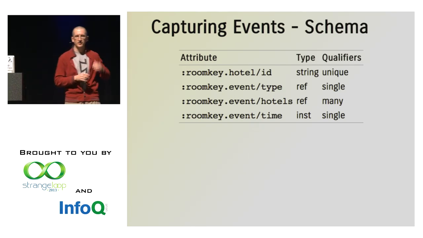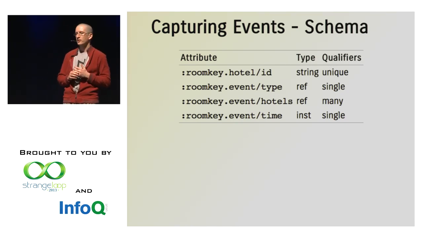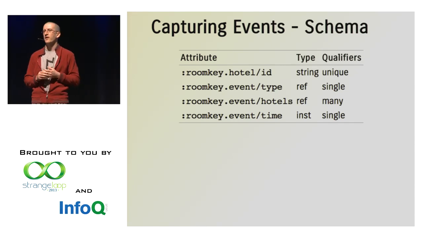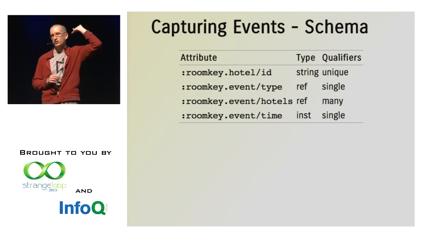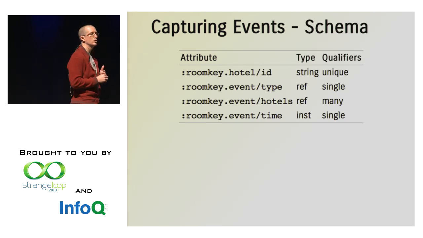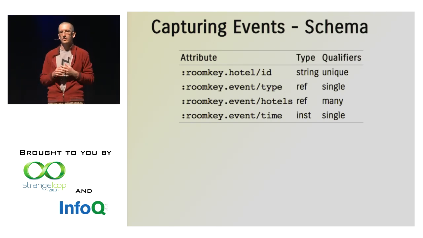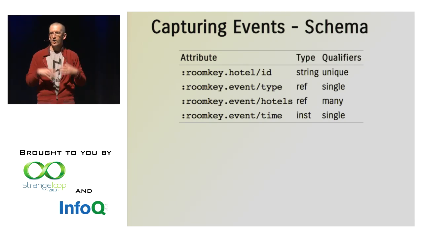So here's an example of some of the attributes that we used. We have an attribute, for example, called roomkey.hotel/ID. This is a convention that is not enforced, but that we typically follow, where we name attributes via keywords that are namespaced. The namespace is the part that appears before the slash. It is typical to make that namespace congruent with the type of entity that we're describing. Now, entities don't have a type at the Datomic level, but we often notionally have.